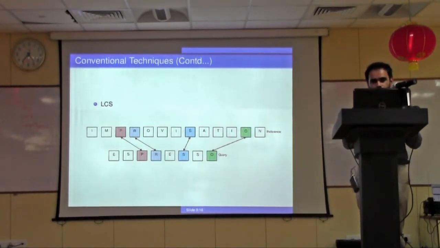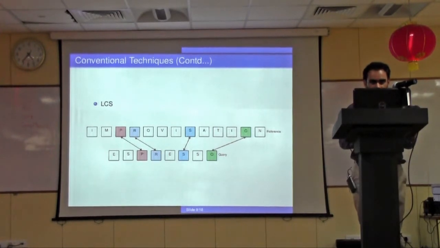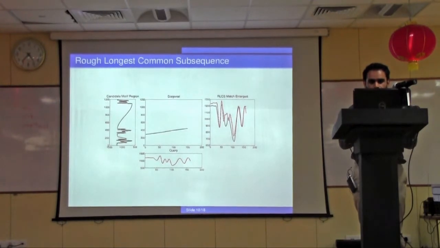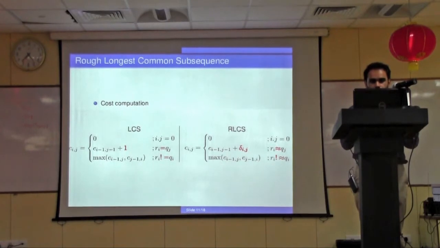So there is a variant of LCS, which is rough LCS, rough longest common subsequence, which takes care of this. It has all the power of LCS. It can match the query partially with the partial reference, and it also takes local similarity into account. As you can see from this figure, the query has been partially matched with the reference, and local similarity is also considered. Next I am going to talk about rough longest common subsequence.